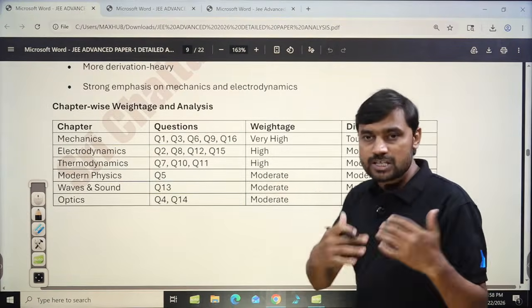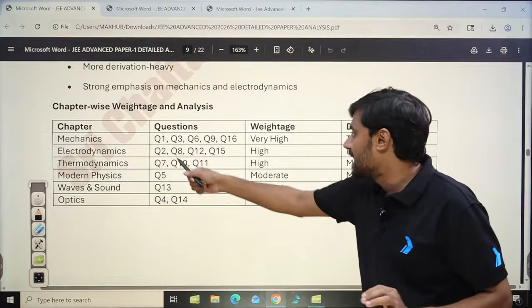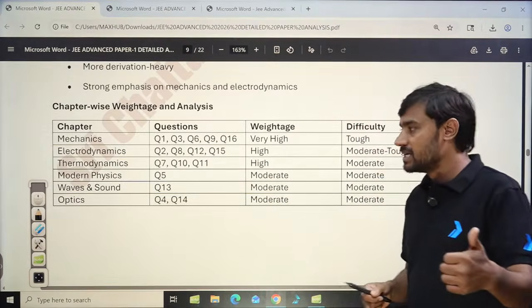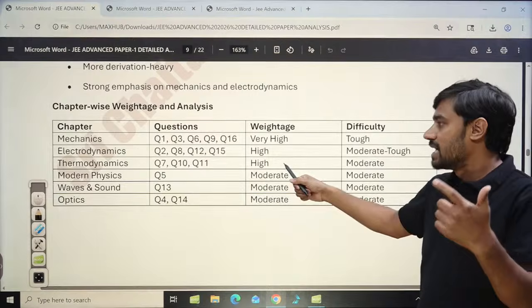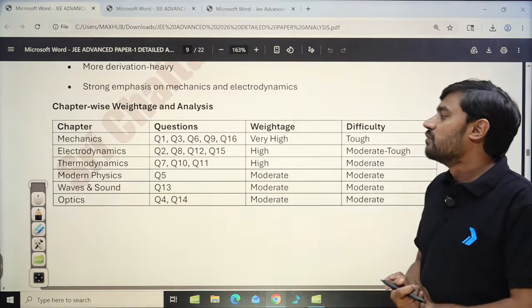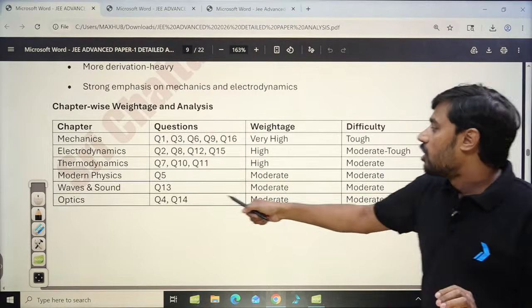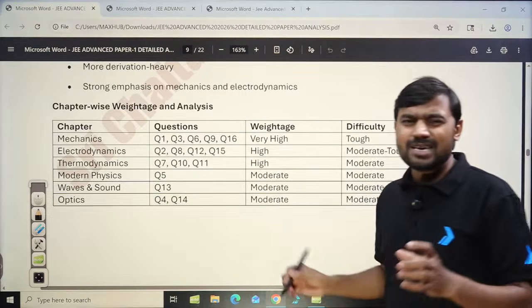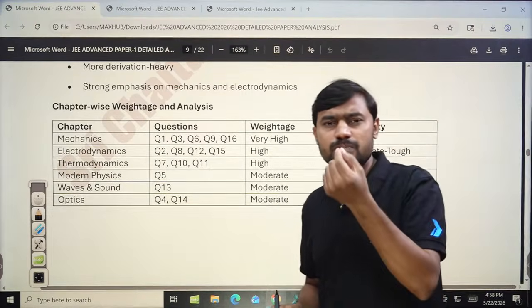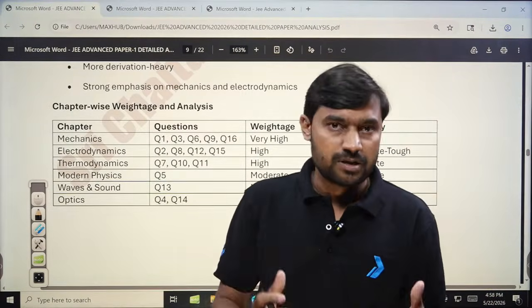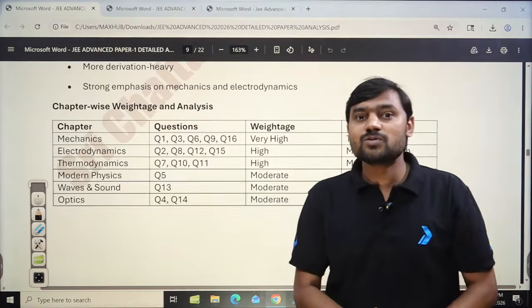From the weightage point of view, electrodynamics has a high weightage. Thermodynamics also contains high weightage. Modern physics was moderate. Waves and sound was moderate. Optics was moderate. Yes, there was one question in paper 1 from optics, from power. That was literally an easy question.